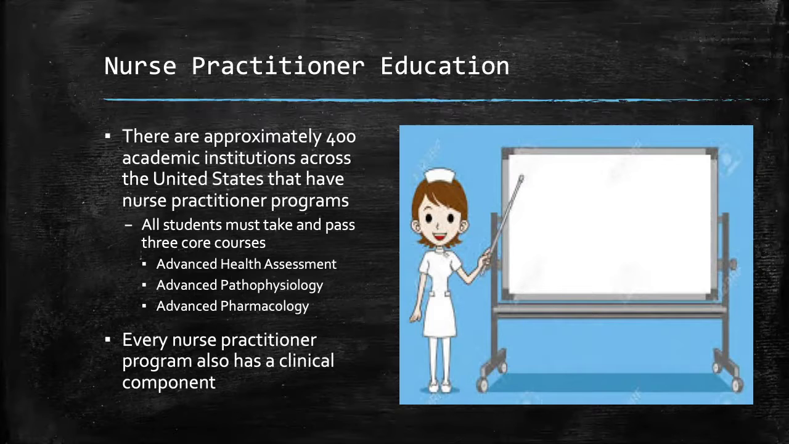In addition, all students must take and pass 3 core courses: Advanced Health Assessment, Advanced Pathophysiology, and Advanced Pharmacology. Every nurse practitioner program also has a clinical component, although the hours that are required vary from program to program. In order to move into the role of the nurse practitioner, one must first be a registered nurse. Therefore, every nurse practitioner student comes with a unique background and experience level that they can draw upon when learning to work within their new role.